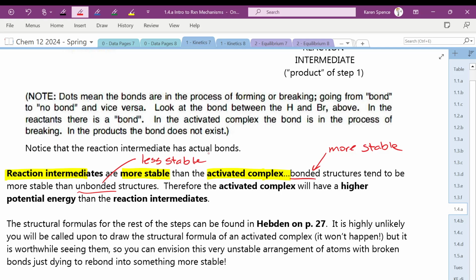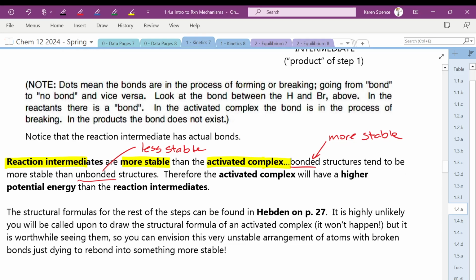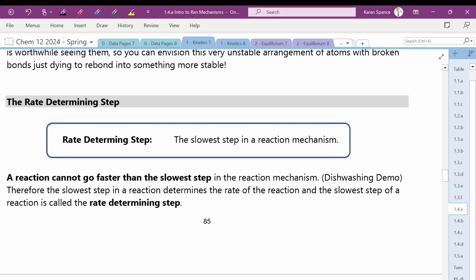Hooray! Should you want to see all the other steps with their activated complexes, you can look on page 27 of Hebden. I did not think it was worth it since we won't be doing them. Okay? All right. Now remember, we said the slowest step is special, right? So special, we just call it the slow step. And in fact, we have a better name for it, it is called the rate determining step. That is our slowest step, and it is labeled slow.